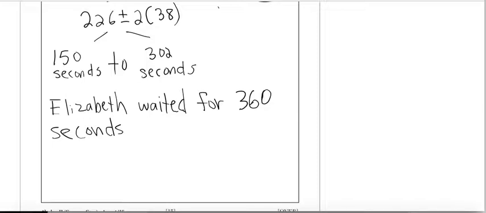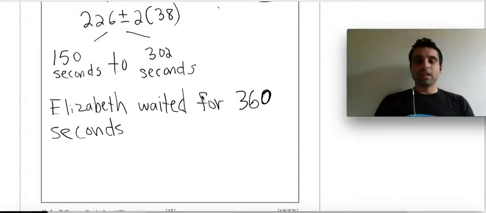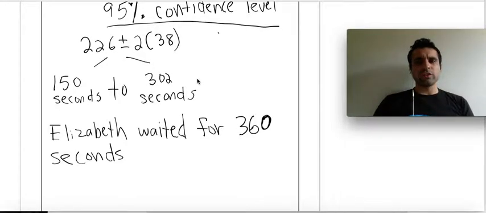So anything that's inside the 95% confidence interval is something that we would normally expect. All right? If it's below, it's unusually low, like maybe you got really lucky. If it's above, that means it was unusually long. That's not to be expected most of the time, right? If it's more than 2 standard deviations above the mean, which is 202 seconds.